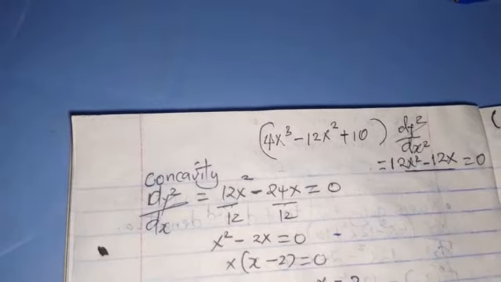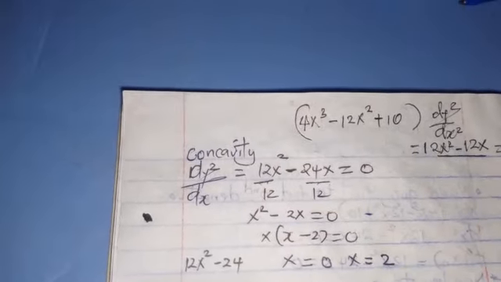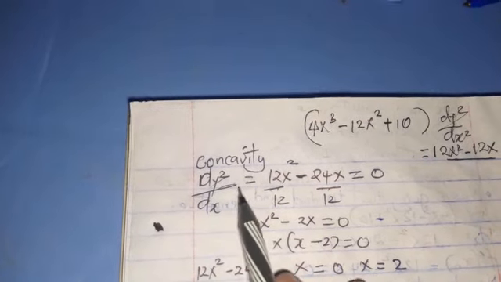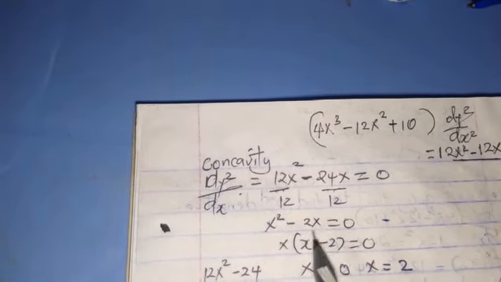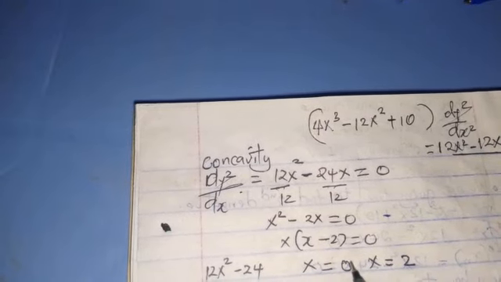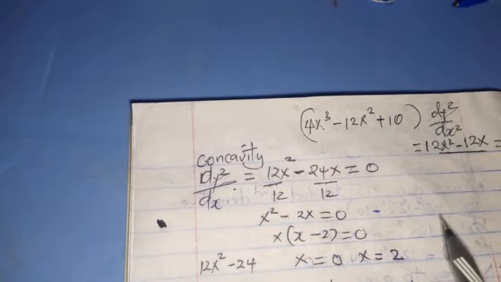minus 12x raised to power 2 plus 10. So when you differentiate this to the second derivative, that is d2y over dx squared, you will get 12x power 2 minus 12x, equated to 0. So this second derivative is going to help us find the concavity. So when you evaluate the value of x, you find the first value of x to be 0 and the second value of x to be 1.